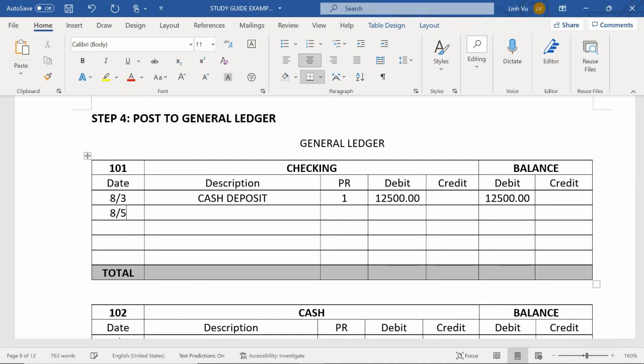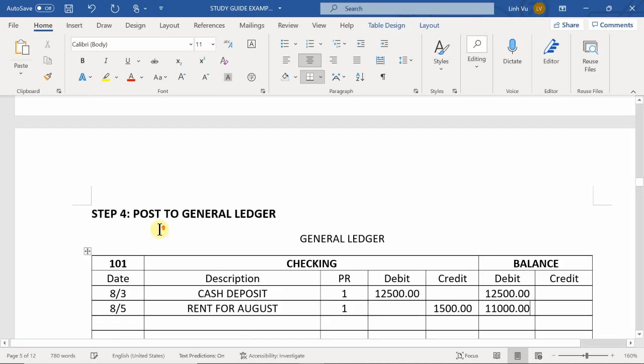Five for rent, month of August, journal number one, and on the credit side we have 1,500, and here's 11,000.